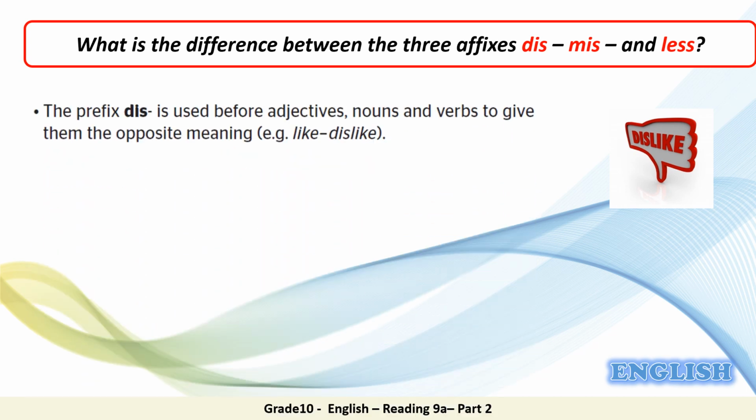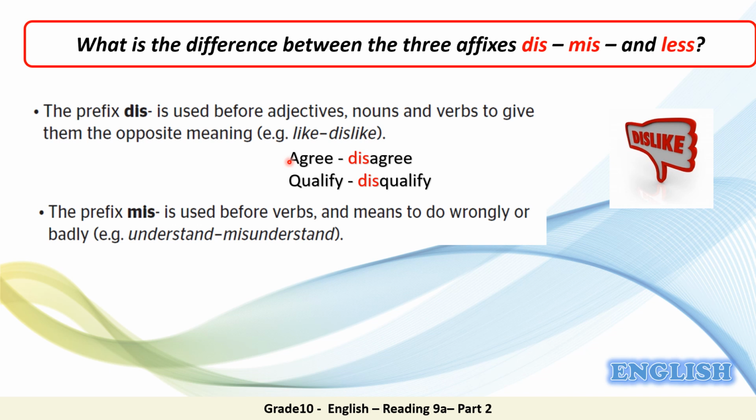Let's start with the first prefix, dis. It is used before adjectives and nouns and verbs to give them the opposite meaning. For example, like, dislike. Agree, disagree. Qualify, disqualify. The second affix is mis. It is used before verbs and means to do wrongly or badly. For example, understand, misunderstand. Other examples are lead, mislead, match, mismatch.